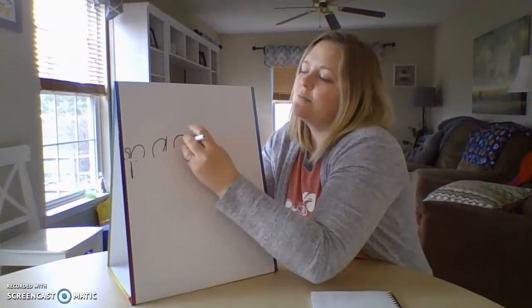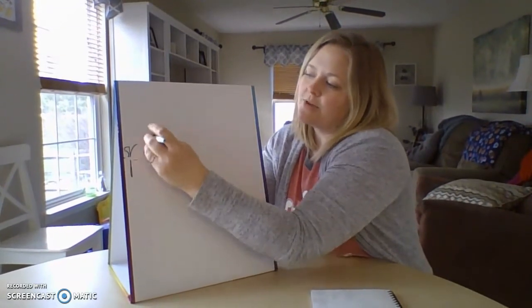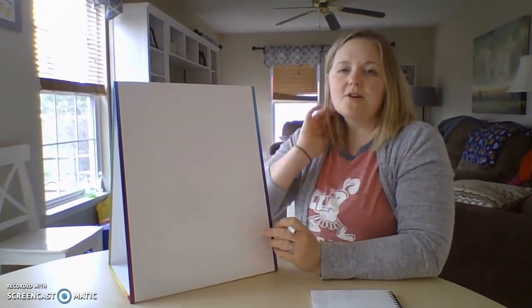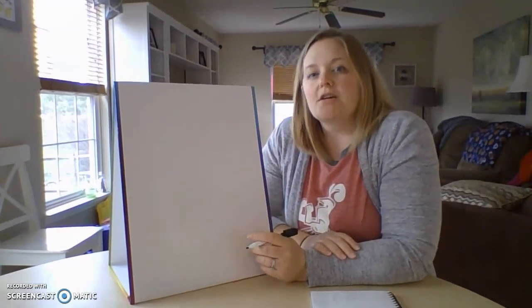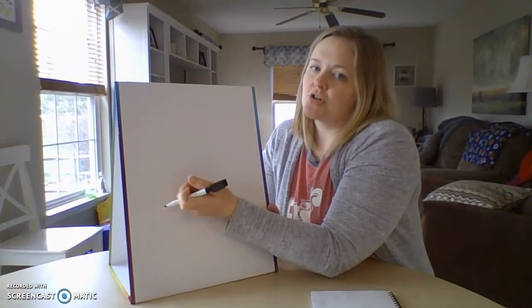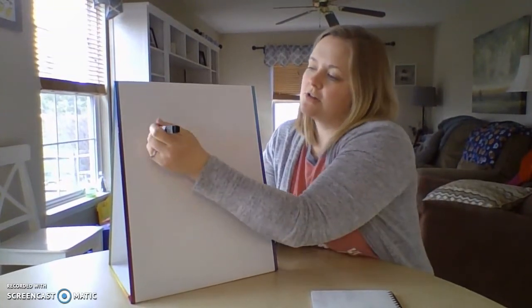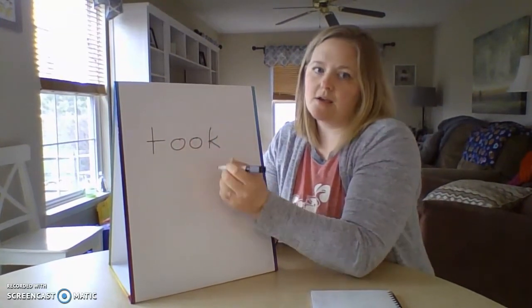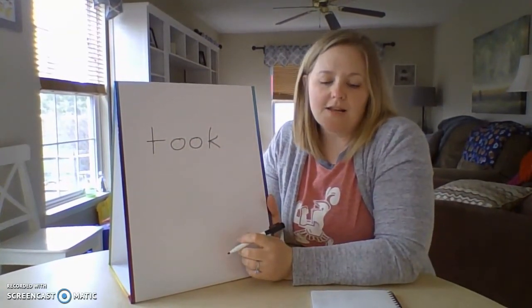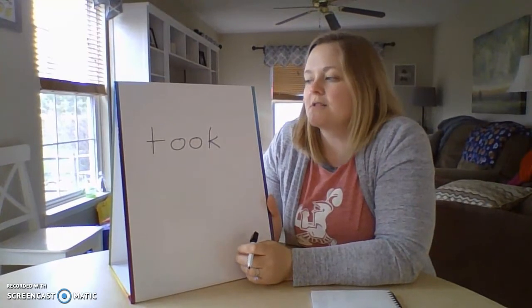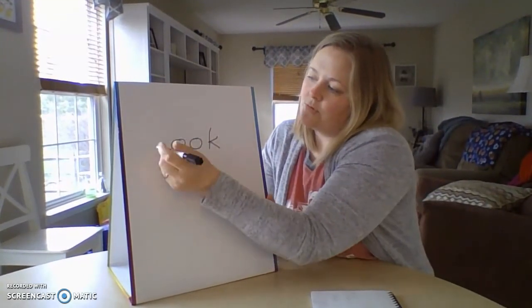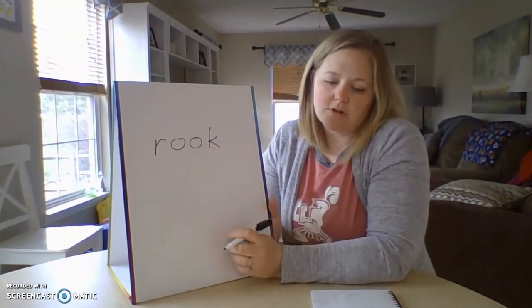Let's do one more set. Let's review from last week a little bit and get some words in there. So one word is took. Let's spell took together. You ready? Took. Took. T-O-O-K. Okay, very good. All right, and then after took, remove the T and put an R. Your word is rook. Very good.